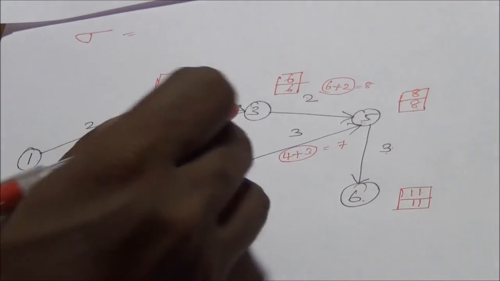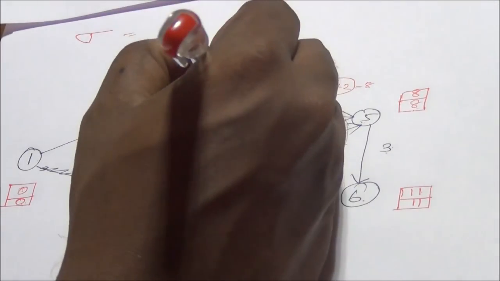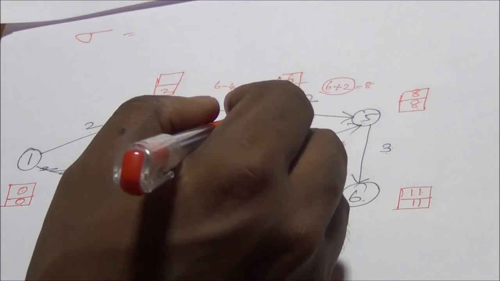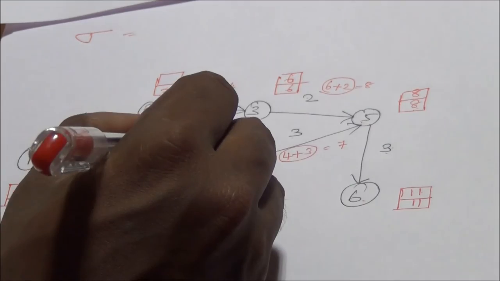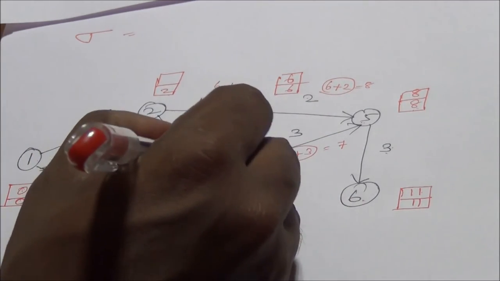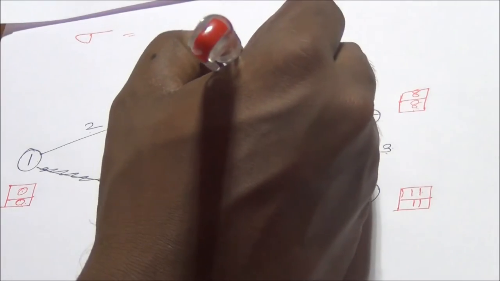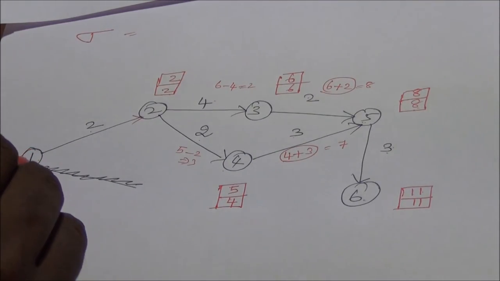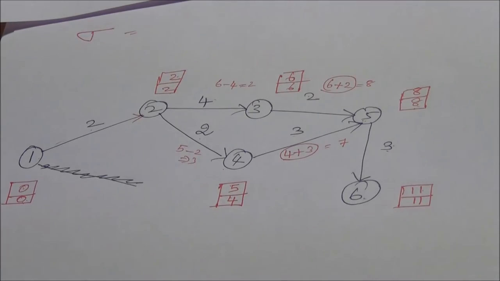For 2, we have two outgoing: 6 minus 4 is the first one, and the second one is 5 minus 2, that is 3. So 6 minus 4 is 2, and the other is 3. We take the minimum, 2, and put it here. From 1 we have only one outgoing, that is 2. So 2 minus 2 is 0, which we already put.